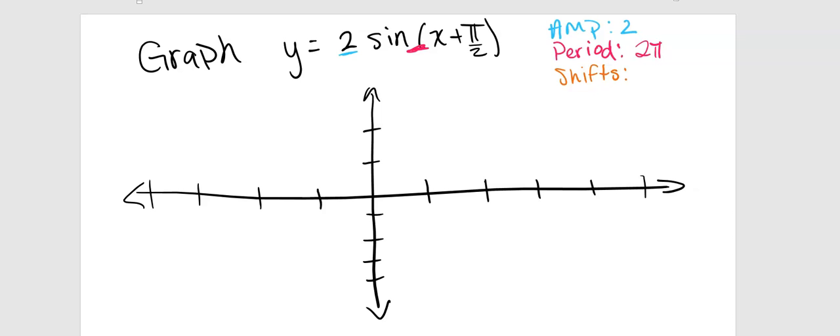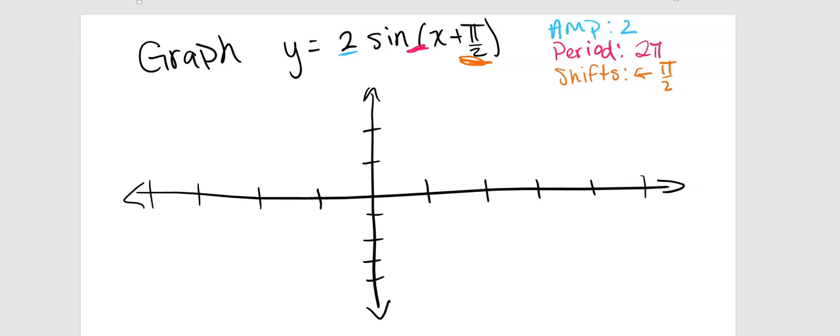Normally shifts are called transformations, and I'm aware of that, but I'm going to abbreviate it and say shifts. Do we have any shifts? Well, we obviously do, because we have this plus pi halves. Now it's with the x. So if you remember from the little table that was made, any values that are with the x, you have to move in the opposite direction, left or right. So because it's a plus pi halves, you have to move to the left pi halves units.